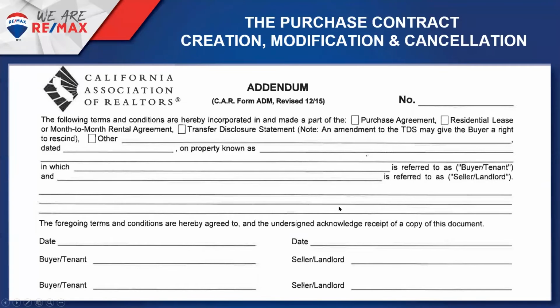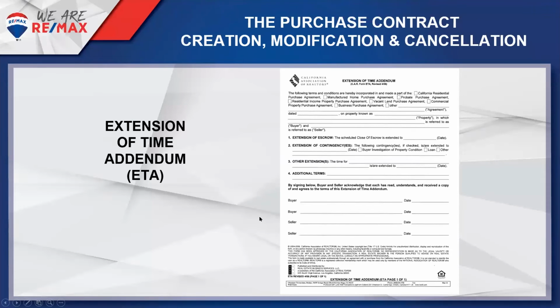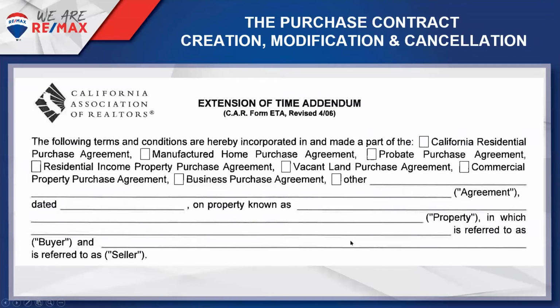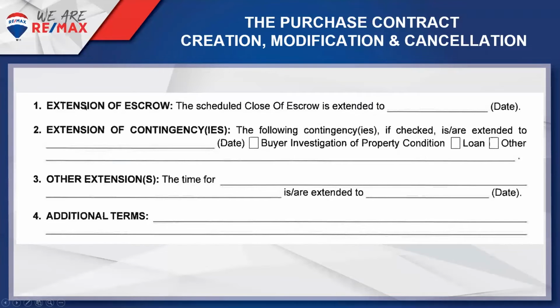The addendum is pretty straightforward. You fill out the top and you discuss what you're going to do. Now, there are some specific addendums as well. The extension of time addendum is one that specifically talks about extending time frames. You can extend the close of escrow, the removal of contingencies, other extensions. Utilize this whenever the other side is going to give you a little time. "Listen, we can't remove our loan contingency yet, but I think we can do it by Friday." The listing agent says, "Okay, follow up with an ETA."